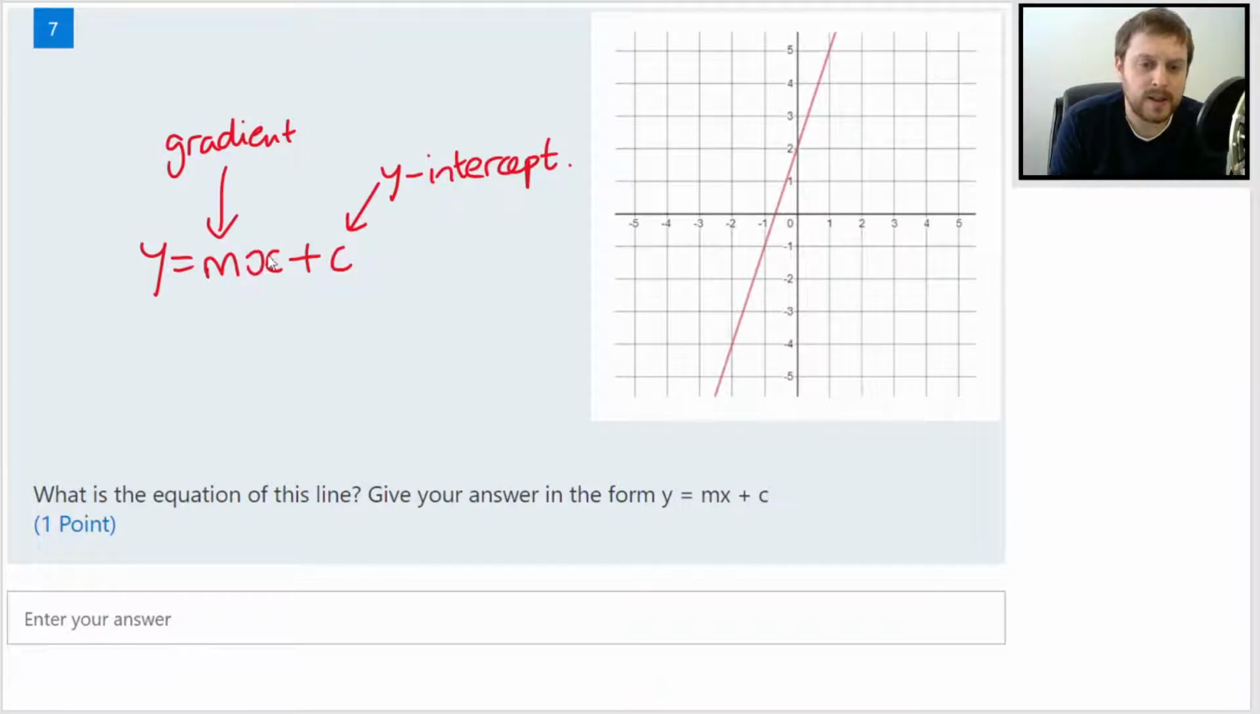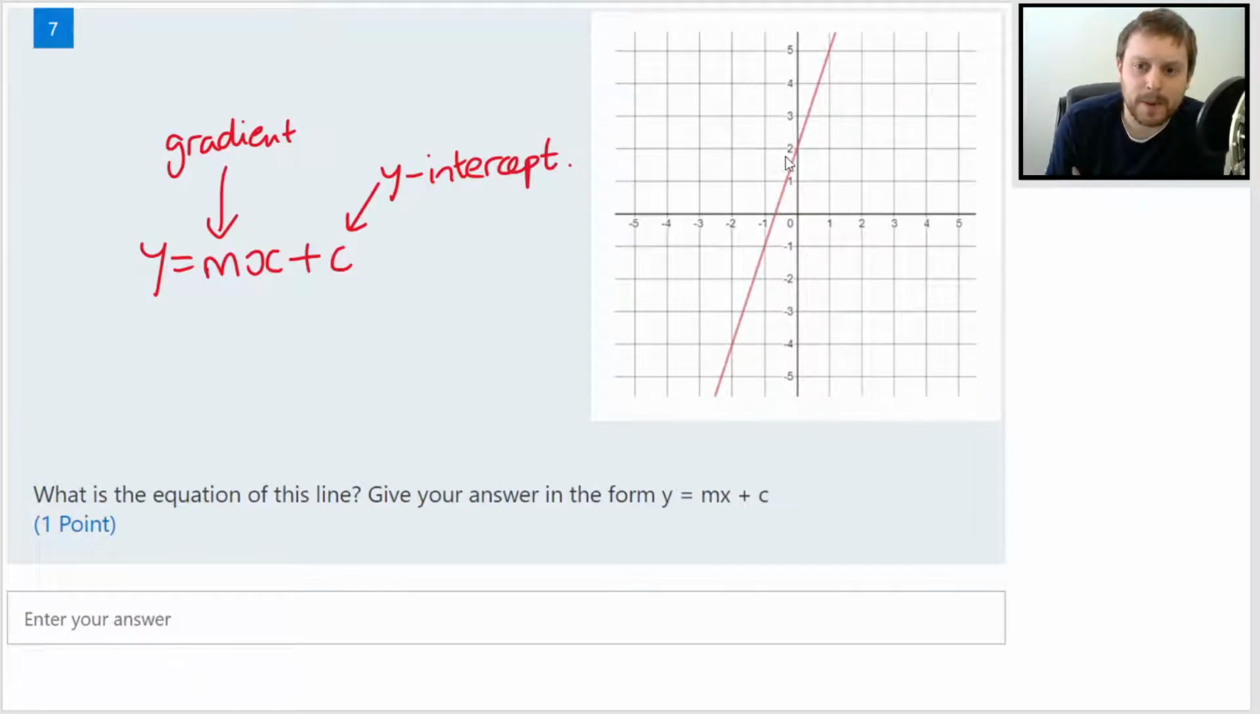This is because if x is 0, then this mx is actually just 0, so y would be c. So that's your y-intercept. And the gradient being m is just because if you make x be 1 more, y will be m more. And that's exactly what it would mean to have a gradient of m. So anyway, there's your tiny little reminder.